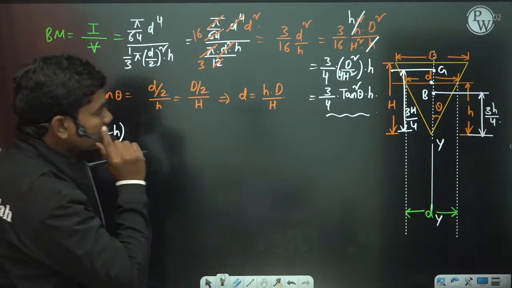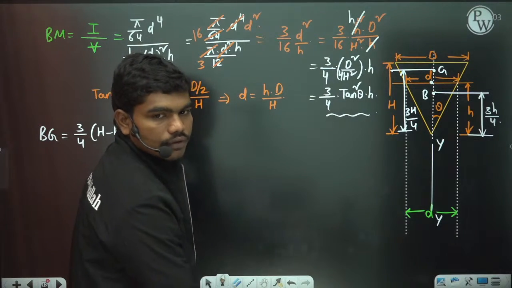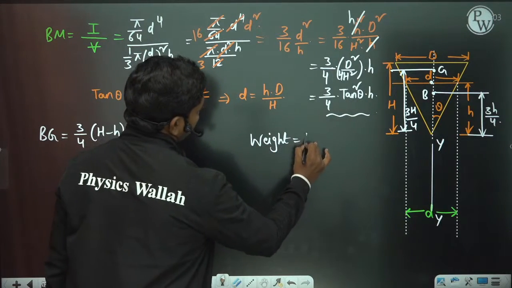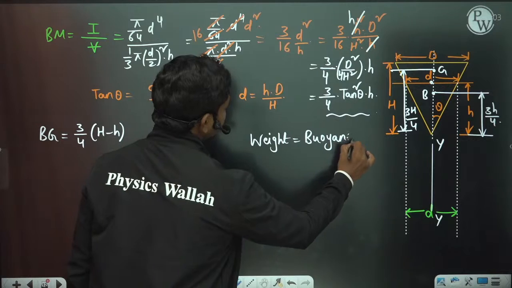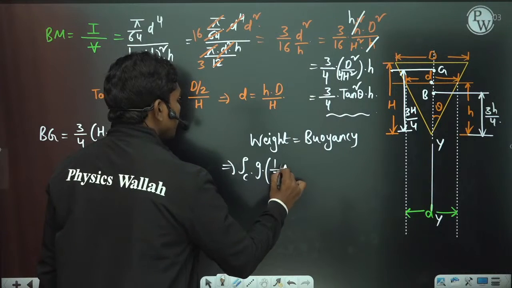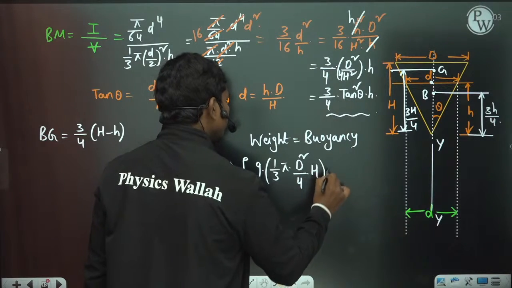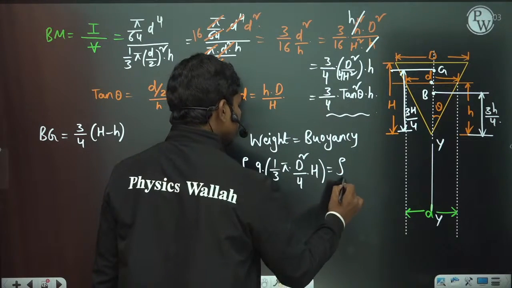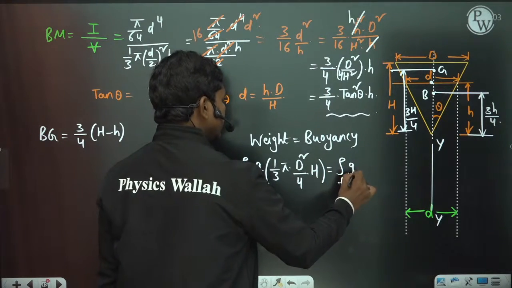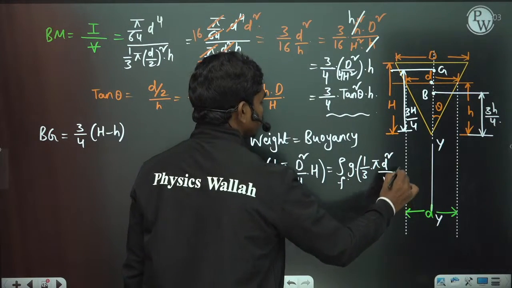Now if you see, weight of the cone should be equal to buoyancy force acting on the cone. So what is weight of the cone? Weight should be balanced by buoyancy initially, which means the weight of the cone, which is density of cone, g, 1/3 pi r square, r square means d square by 4, into capital H, is equal to buoyancy acting on the small part, which is rho of fluid, g, into the submerged volume, which is 1/3 pi d square by 4 times small h. This is what you have.